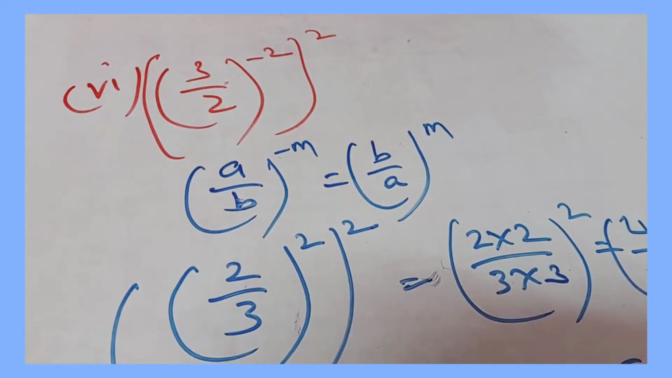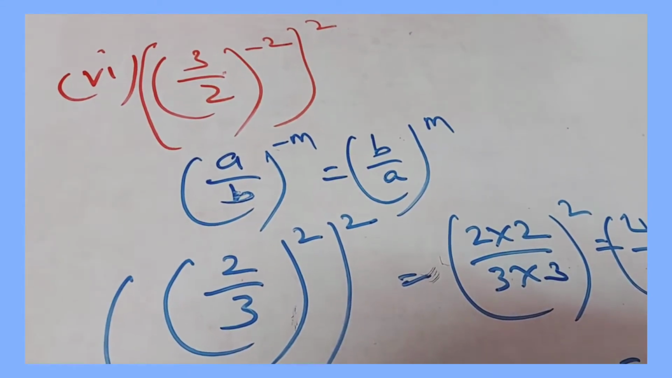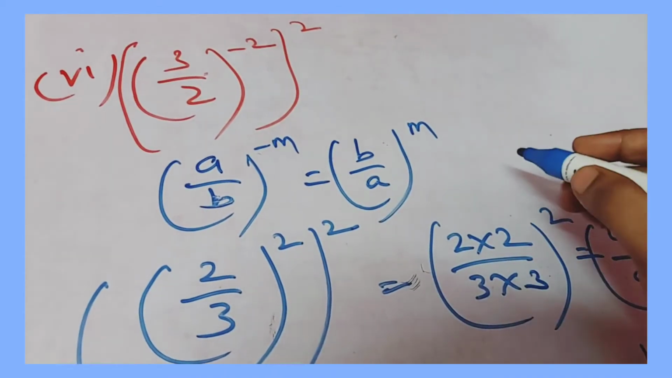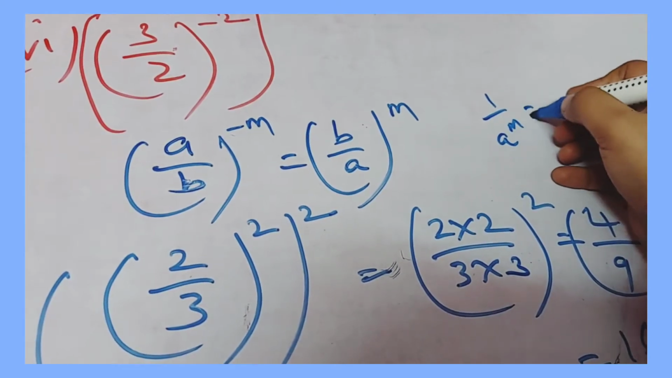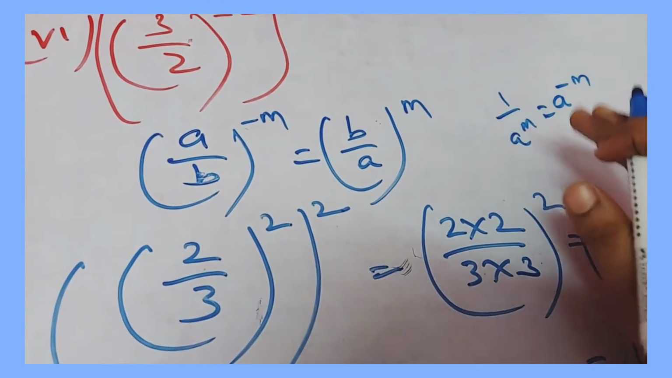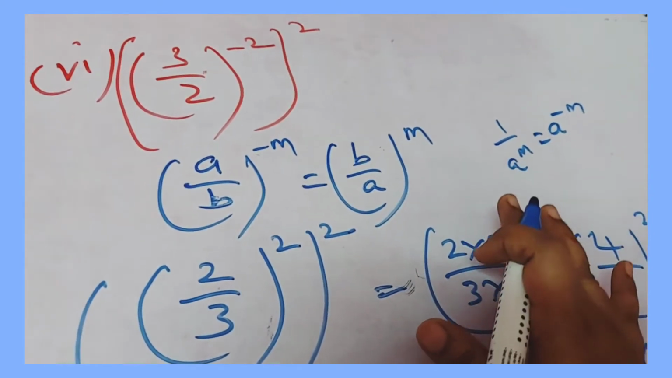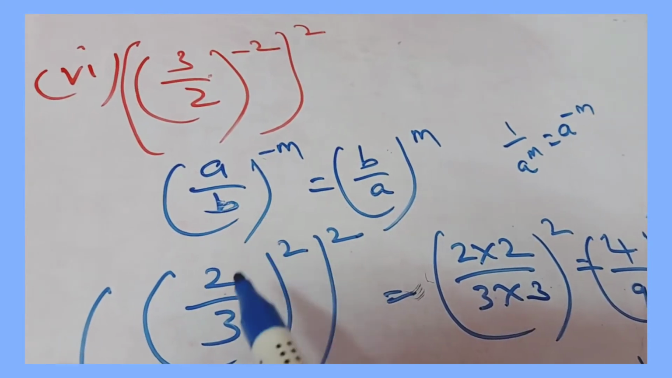So for the sixth sum another method is there. So what you have to do in this, again I have taken in the previous method, I have taken that 1 by a to the power of m is equals to a to the power of minus m, or a to the power of minus m is equals to 1 by a to the power of m. So I explain you with this identity. You can take this identity also.